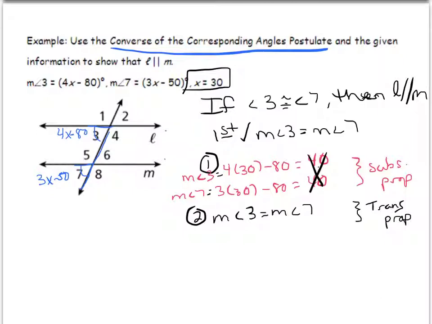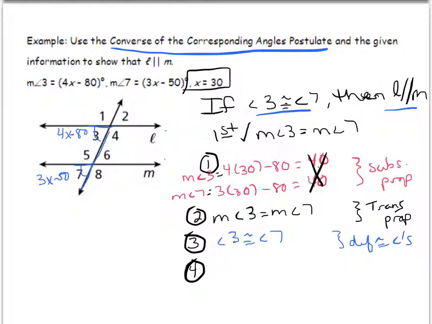If the measures are equal, you should know that your angles have to be congruent to each other. So angle 3 has to be congruent to angle 7. This, if you remember, is actually the definition of congruent angles. And if the angles are congruent, then your lines have to be parallel. That's what this converse is all about. So in your last step here, we can say L is parallel to M, and the reason for that is the converse of the corresponding angles theorem, or postulate, sorry.